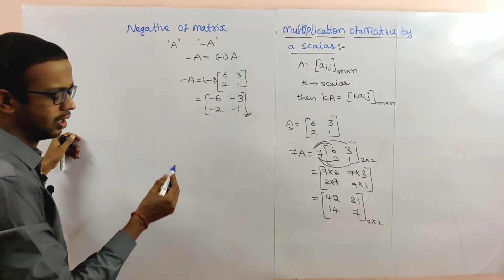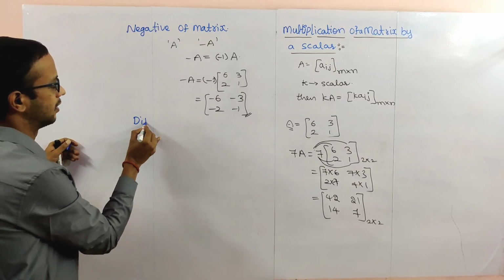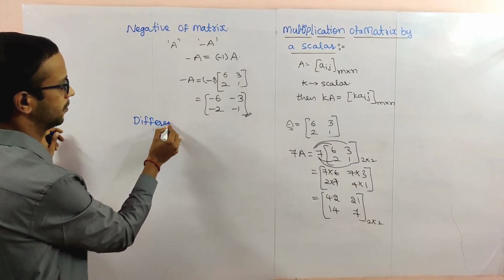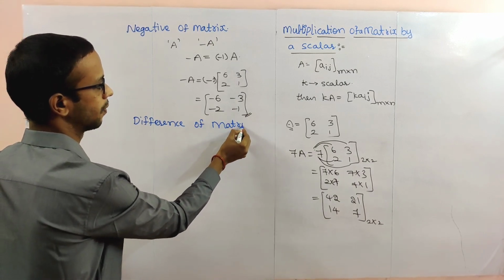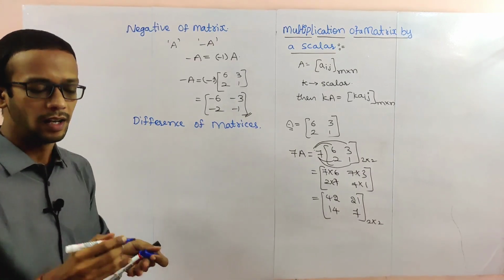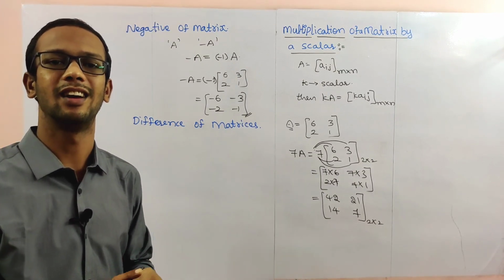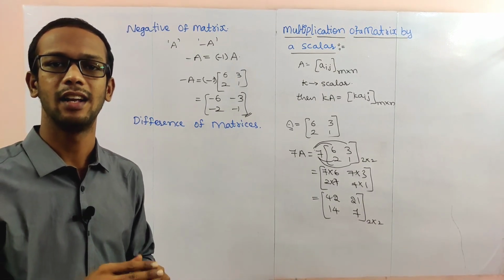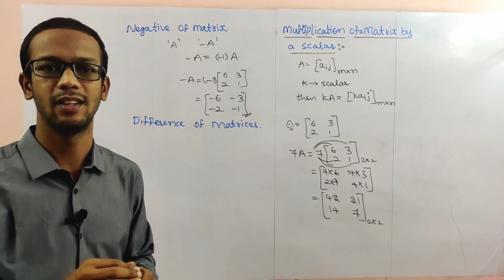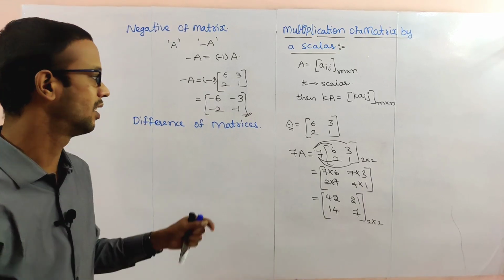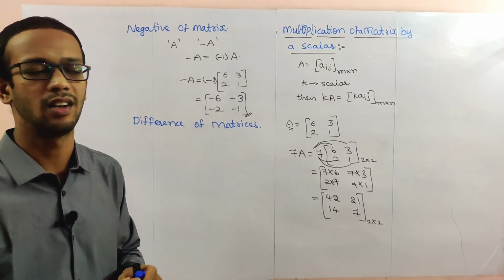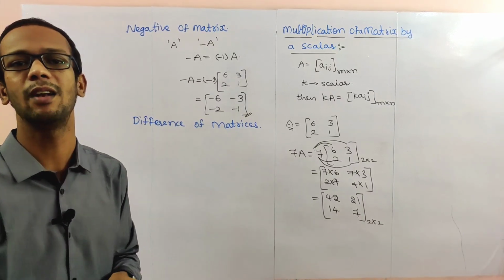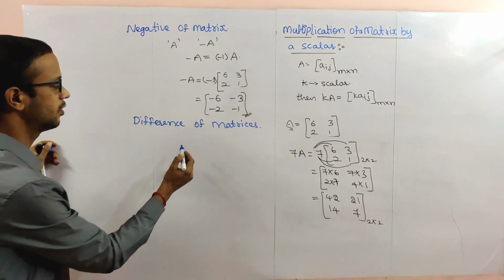Next, difference of two matrices. Difference of matrices works like addition: first, the matrices must be of the same order. Addition means adding corresponding elements. Subtraction means subtracting corresponding elements. So this one is very easy.